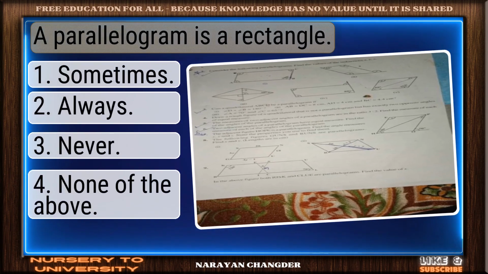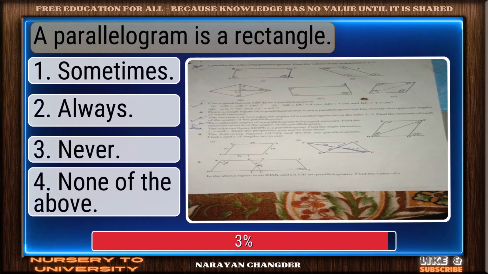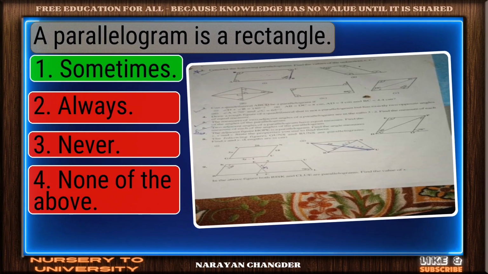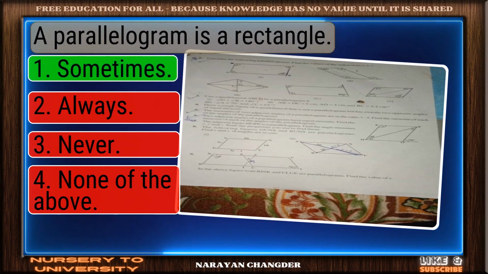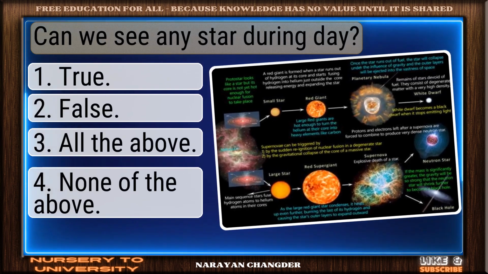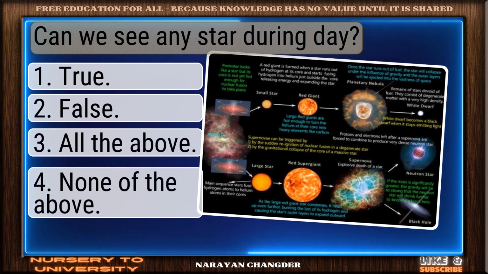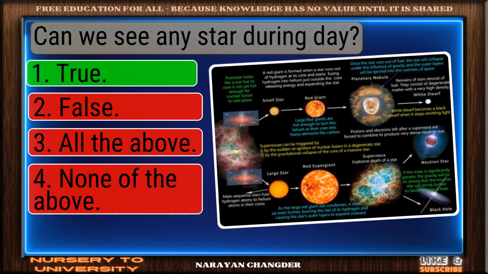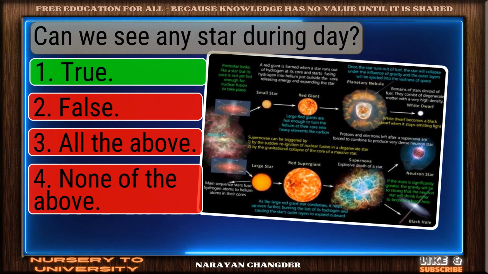Question number 259. A parallelogram is a rectangle. Correct response. Sometimes is the most accurate answer. Question number 260. Can we see any star during day? Well done. True is the right choice.